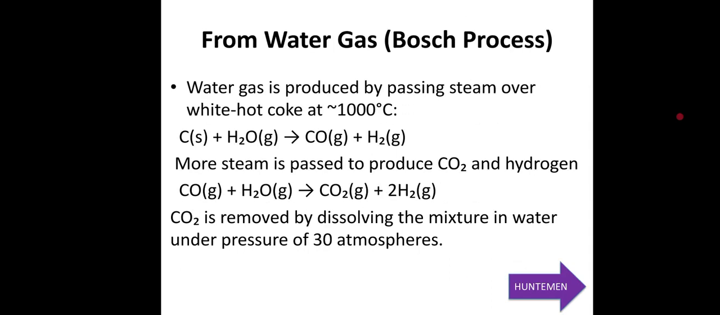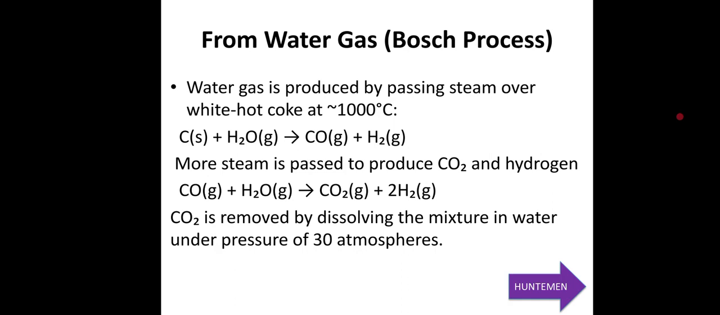So this process of producing hydrogen from water gas is called the Bosch process. Water gas is produced by passing steam over white hot coke. Coke, in this case, is an example of carbon.